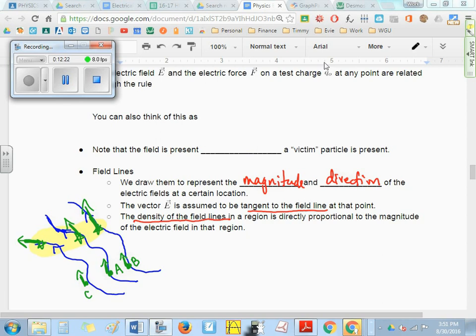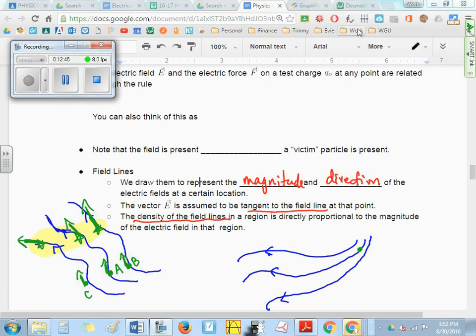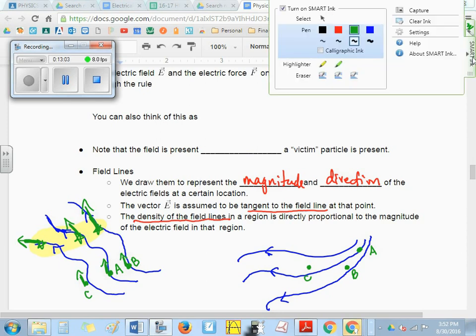Now let's look at how do you tell magnitude. Well, there's no way to predict actual magnitudes when you're looking at a field drawing. Okay, so the way we do it is, let's say you pick a point. Let's say point A, maybe a point B, point C. The way we can tell which one's experiencing the strongest of the fields is to look at the density of the field lines surrounding that region.